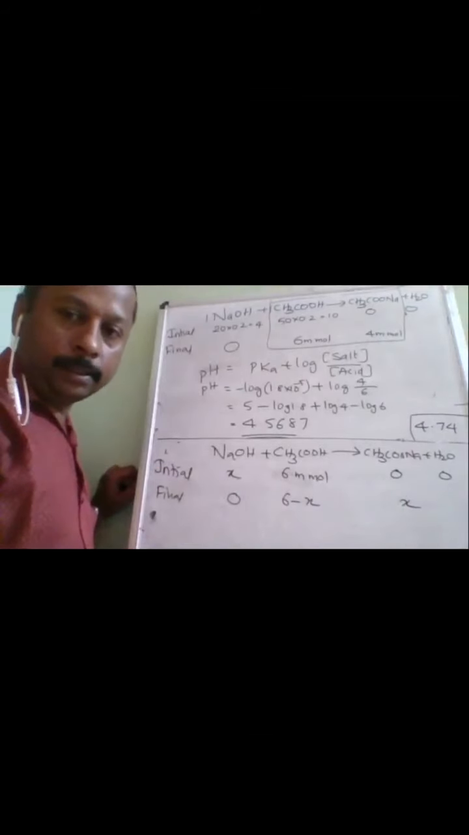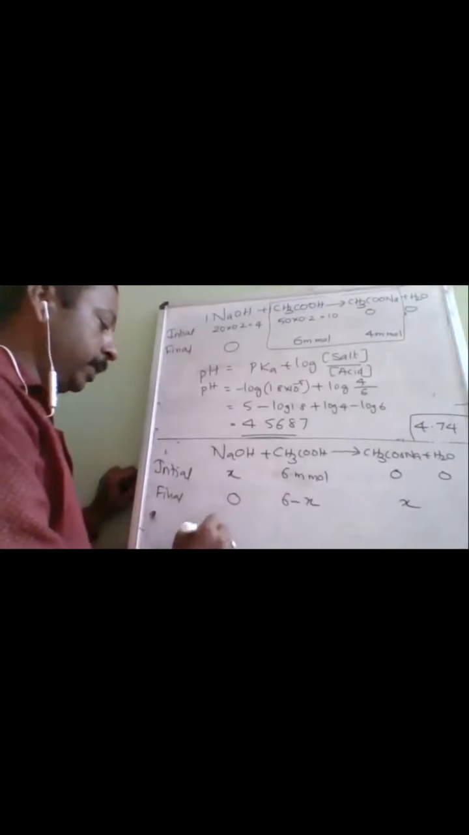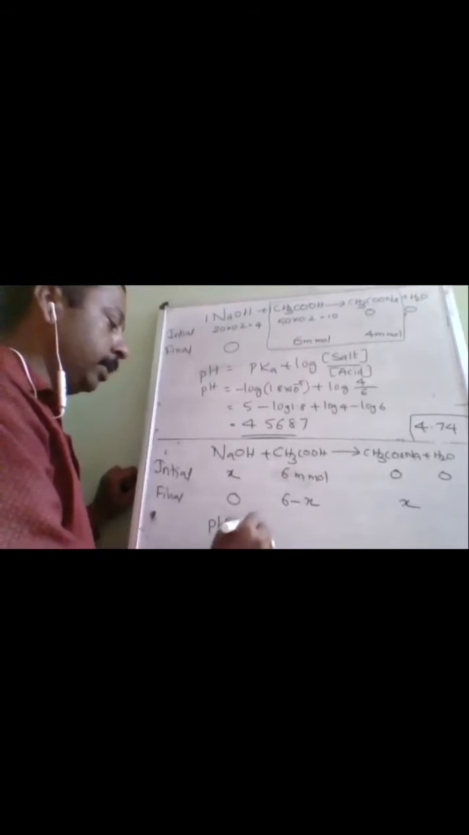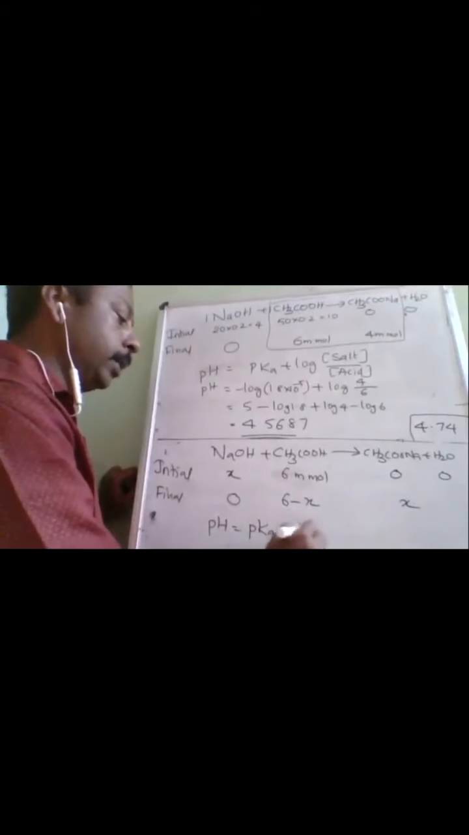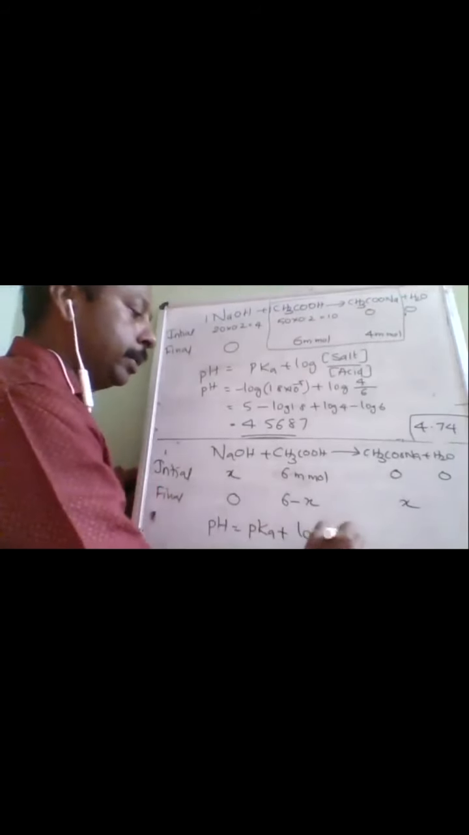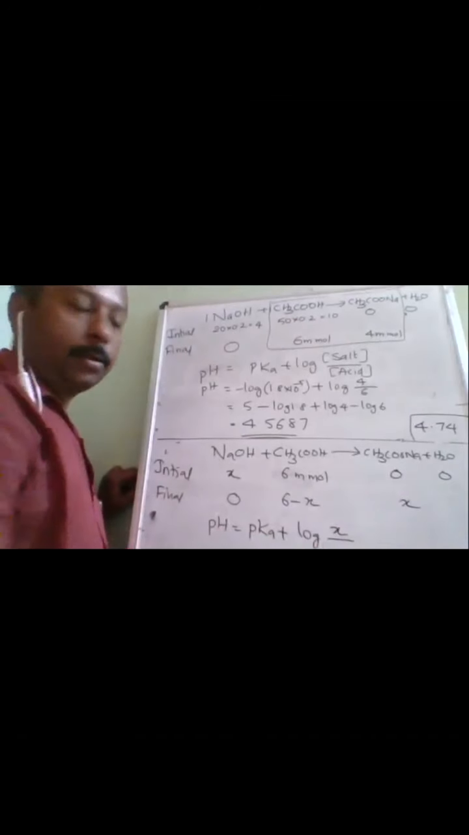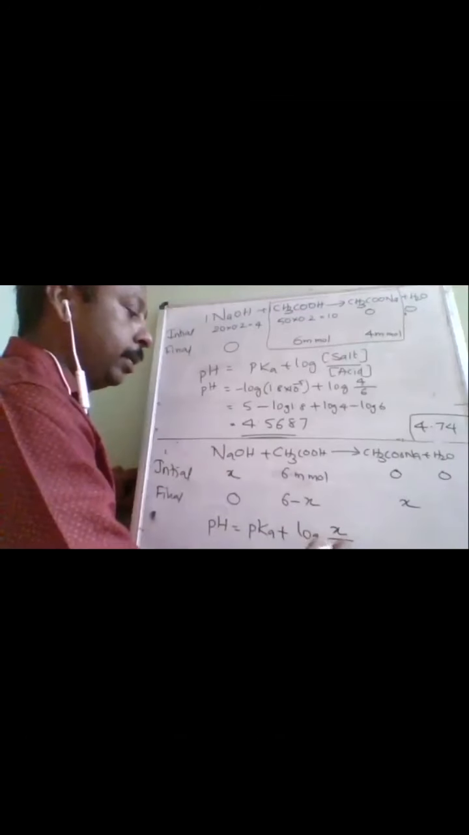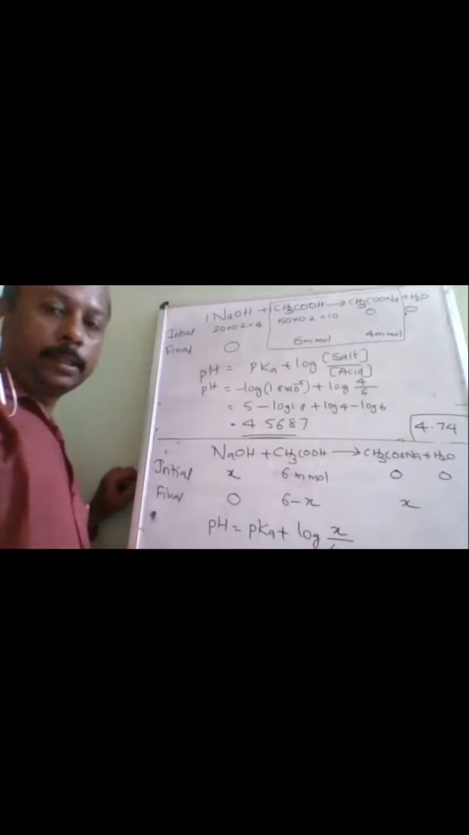Now we will substitute in the same formula. pH is equal to pKa plus log of salt concentration, which will be X, divided by acid concentration, which will be 6 minus X. So pH.